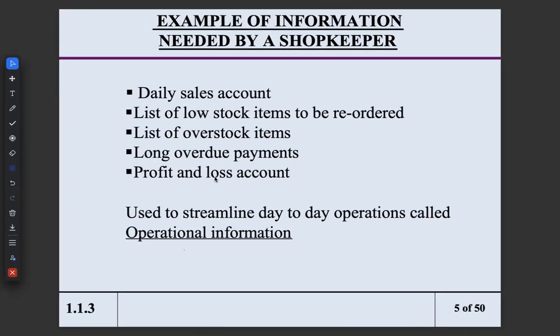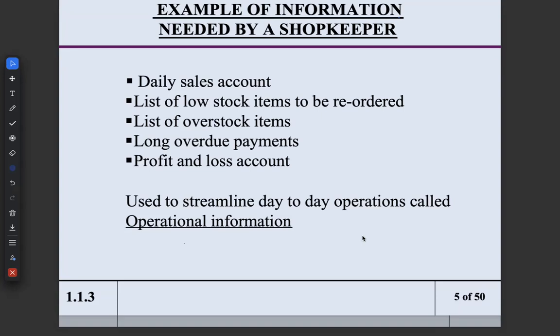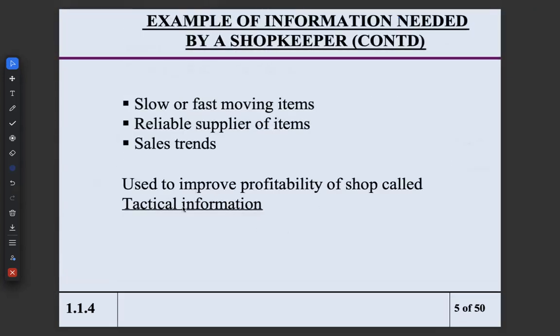shop. So earlier we learned about the operational information. Operational information is normally used to streamline the day-to-day operations. And the second one we learned is the tactical information. Why do we use this tactical information? We use these tactical informations to improve the profitability of the shop according to this scenario.